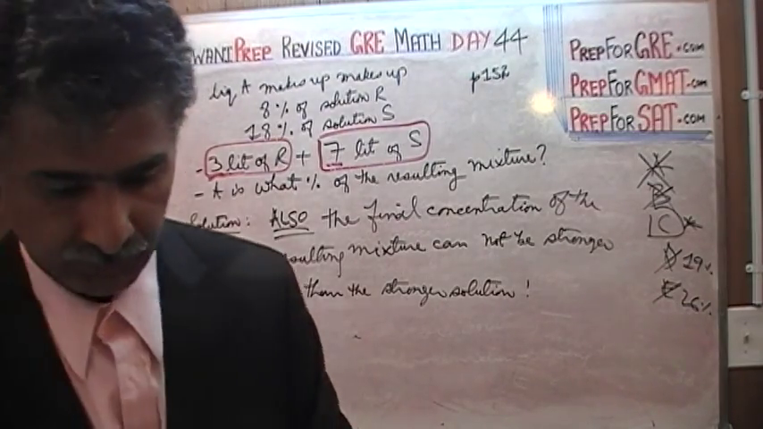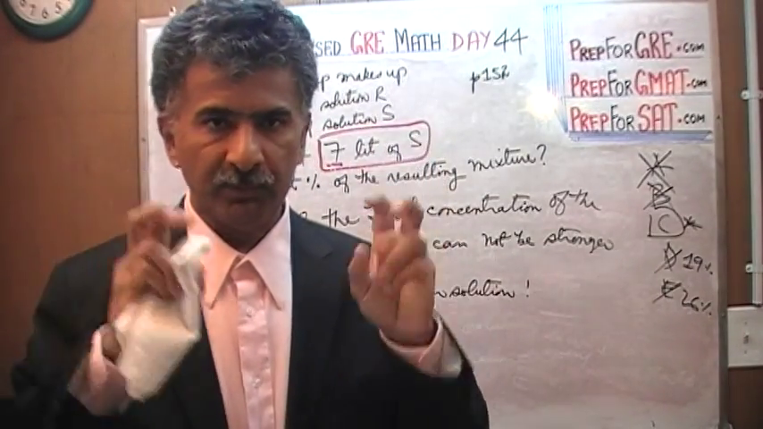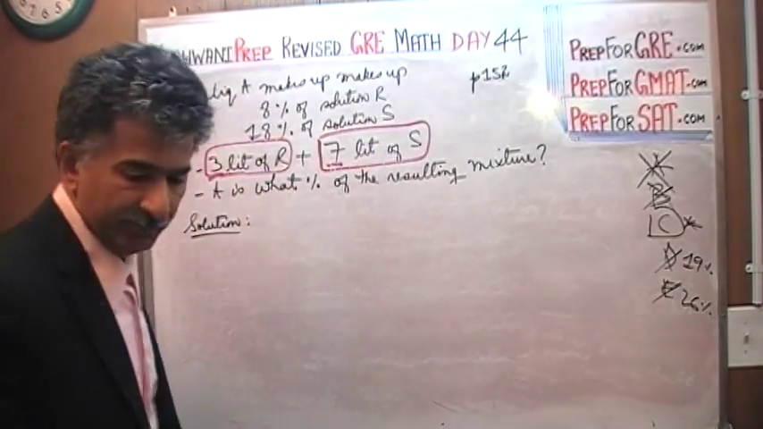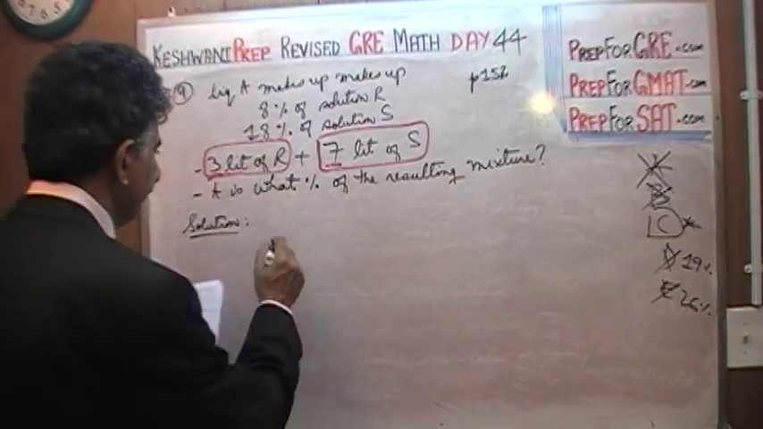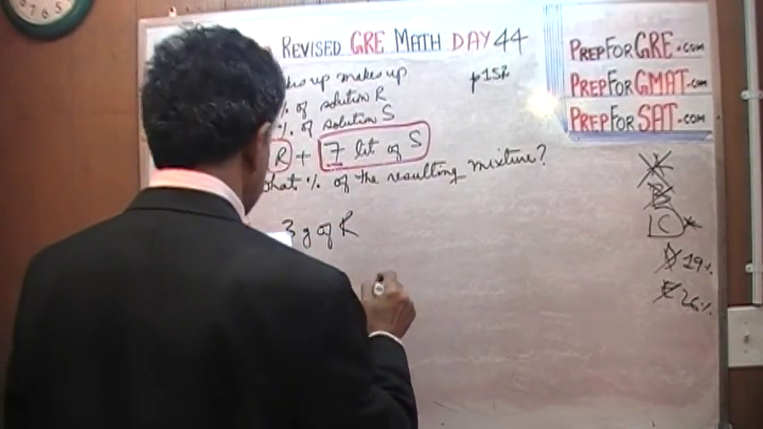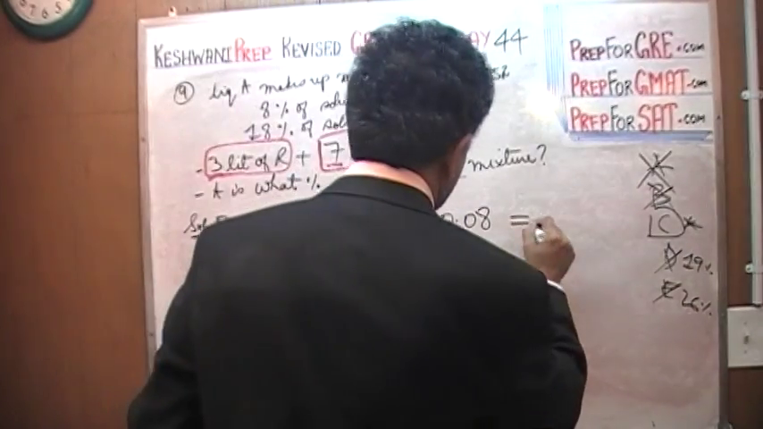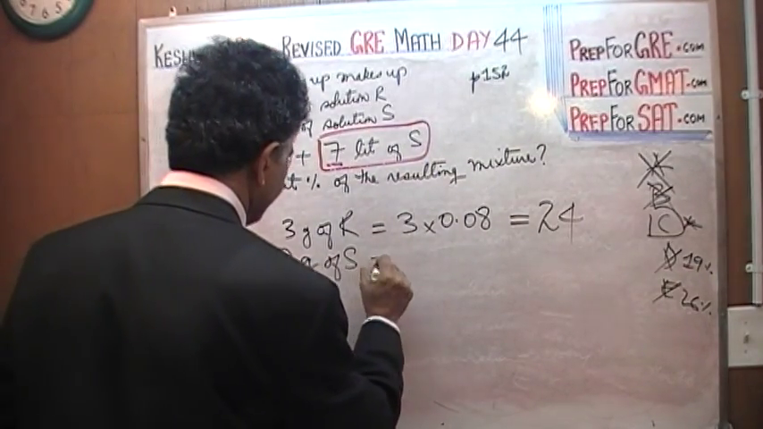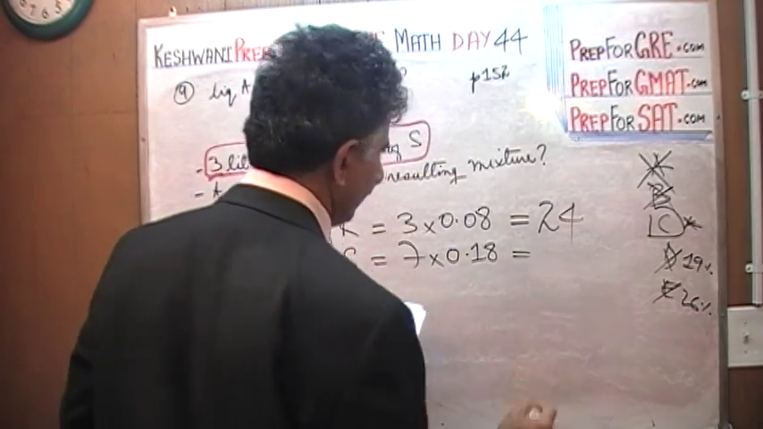Now, at this point, if you're hell-bent on it, if you insist on it, I shall do it the proper way. The mathematical way, if you like. And here's the mathematical way. We have 3 grams of R, so we have 3 times 0.08 because it's 8%, which comes out to be 24. We have 7 grams of S, 7 times 18. What is 7 times 18?